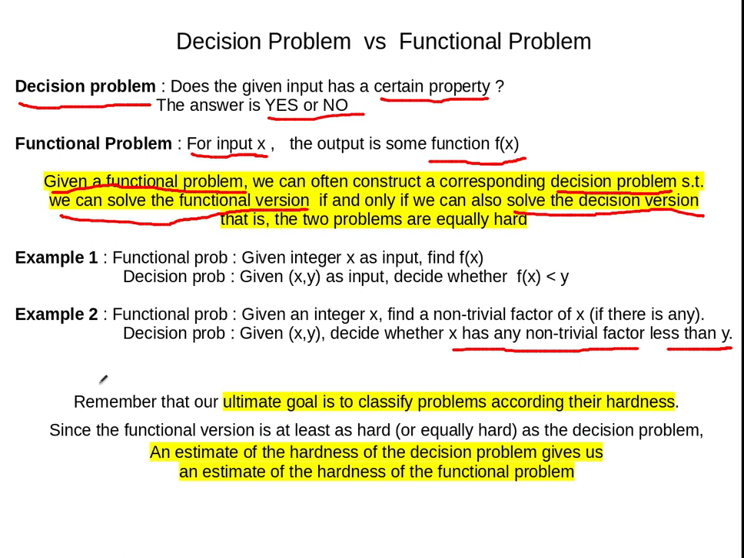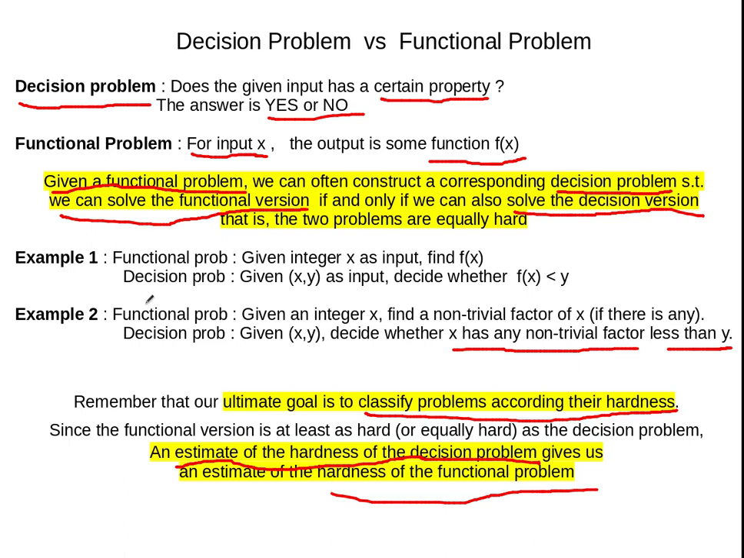As I said before, our goal is to classify problems according to their hardness. When we do such conversions, if we can estimate the hardness of this decision problem, then we can also estimate the hardness of the functional problem. That is why we can restrict ourselves to the decision version only.